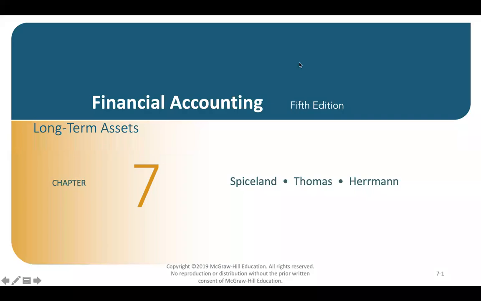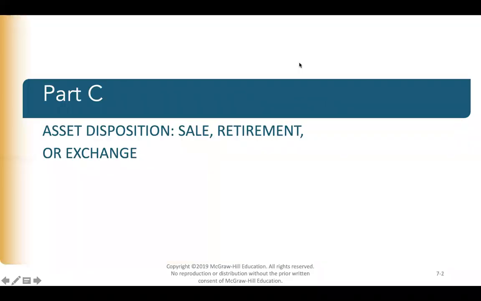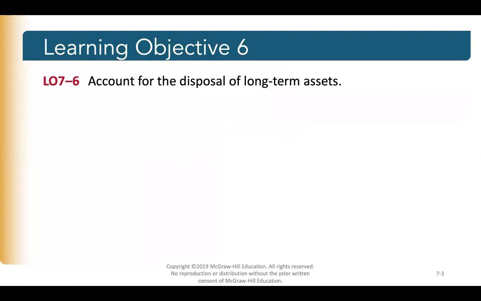Chapter 7, Long-Term Assets. We're starting Part C in this section, Asset Disposition, Sale, Retirement, or Exchange. Learning Objective 6, Account for the disposal of long-term assets. In this section, we'll discuss what to do when we no longer use an asset.